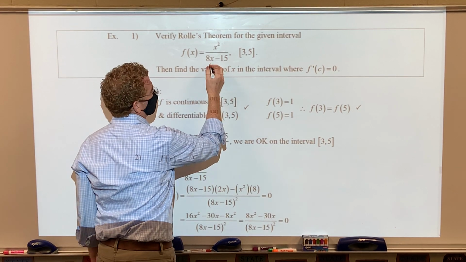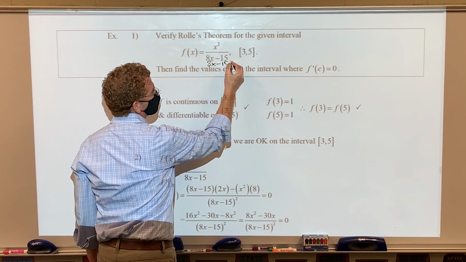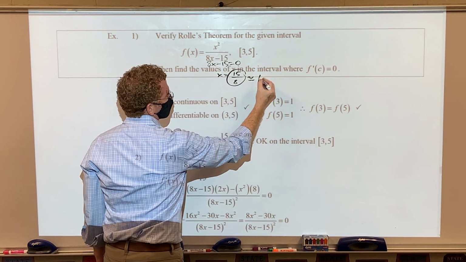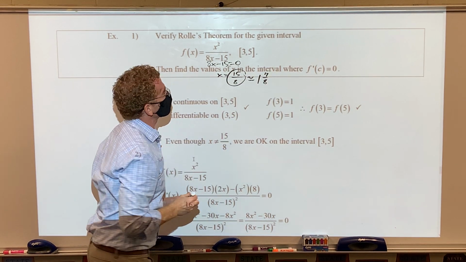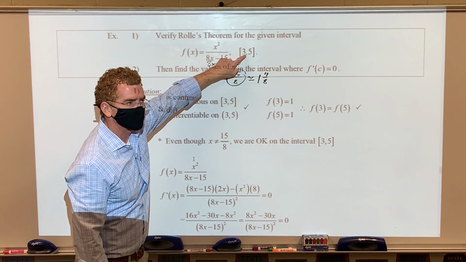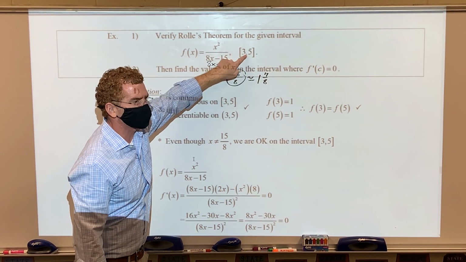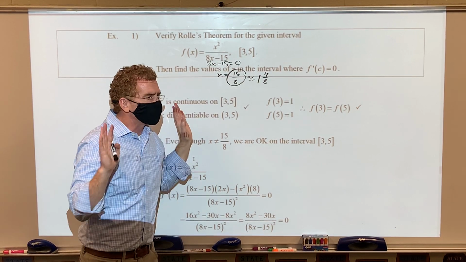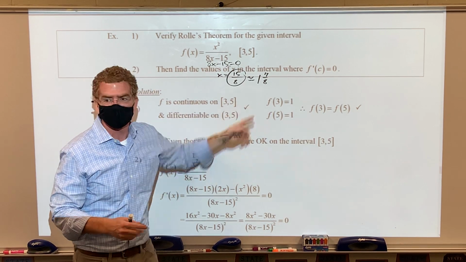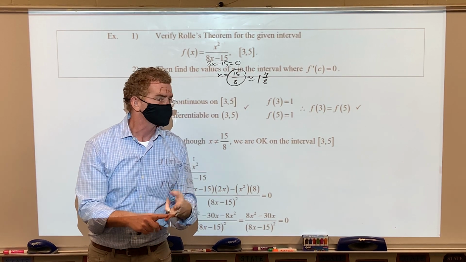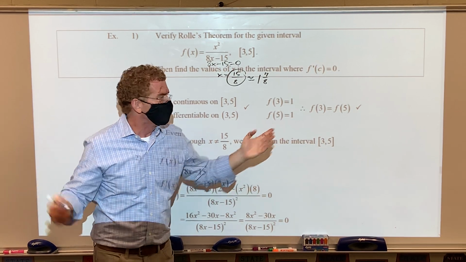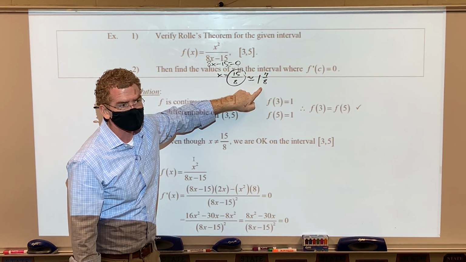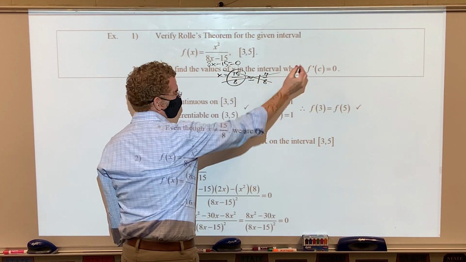So if I took this denominator and said, where does that denominator equal 0, I would get x equals 15/8, right? Which is a little bit less than 2. Is that in that interval? No. 3 to 5 does not include less than 2, does it? So do I have to worry about that? No. This is the only place where it would not be continuous, therefore not differentiable. Everywhere else it's going to be fine, just like a polynomial. Now, if that interval had been negative 3 to 5, then yeah, that would have been included, right? But it's not, so I don't have to worry about that.